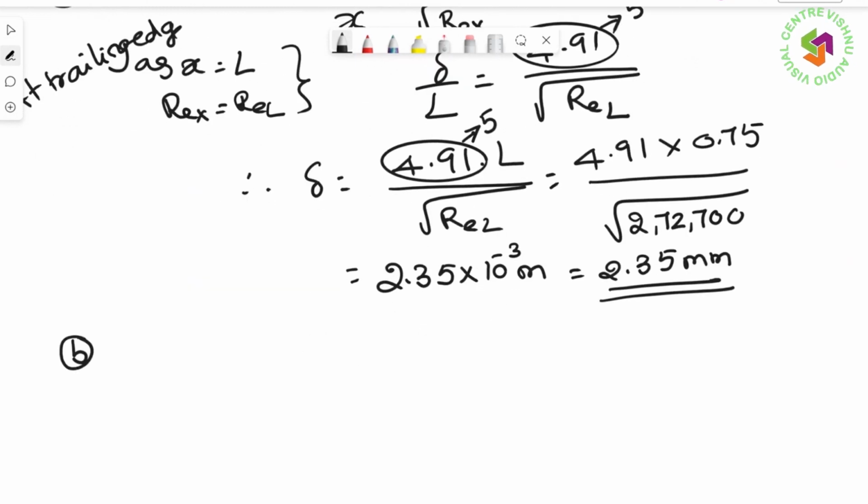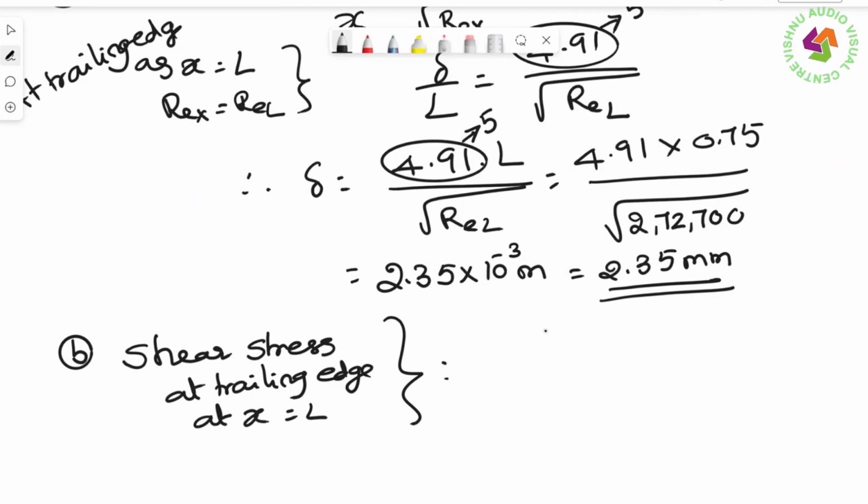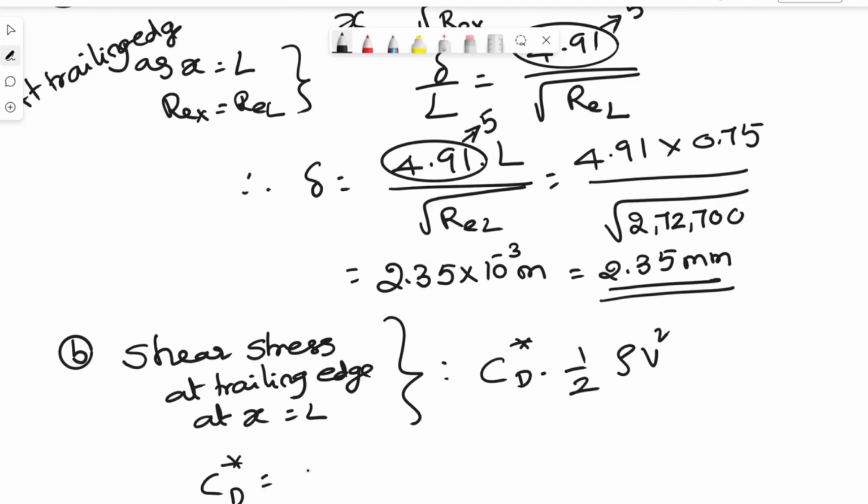Then coming to part B. B is what actually? The shear stress. And where does he want the shear stress? At the trailing edge, that is at x is equal to L. So what is the formula for shear stress? It is equal to CD star into half rho V square. What is CD star? It is equal to 0.664 divided by root of Rex.